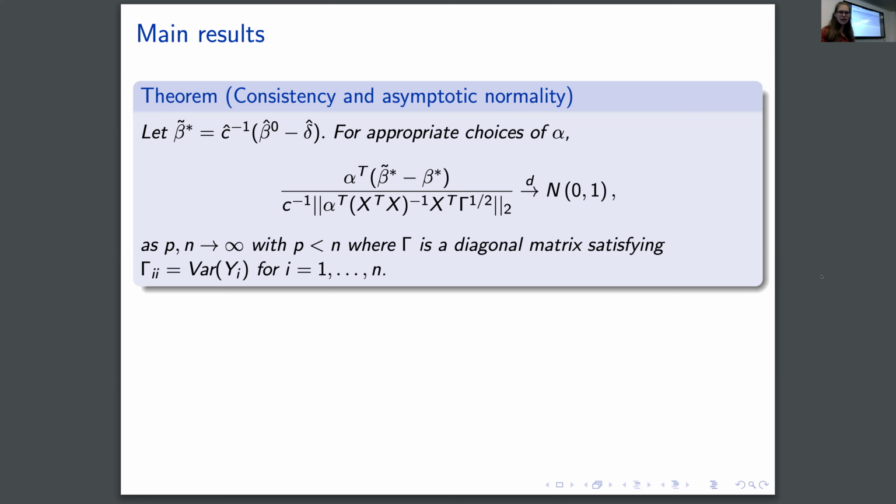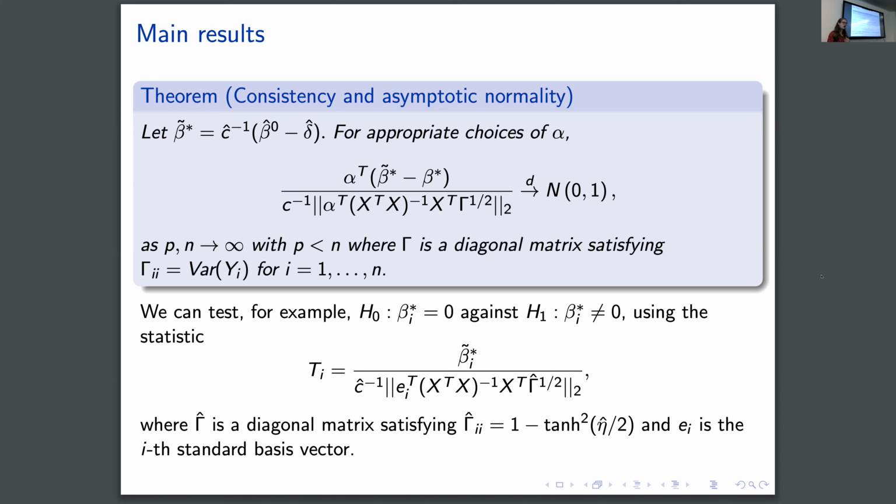We can go a little further, and given that we've got our asymptotic distribution, we can test whether individual entries of our vector are equal to 0 or not. To do this, we use these statistics T_i, where we take our estimator and estimate its standard deviation. To estimate the standard deviation, you take the expression for the true standard deviation and replace any mention of eta by eta hat. Exactly the same way as before, we can estimate C by plugging in eta hat, and the matrix gamma depends on the variances of the response, so it only depends on eta. You just plug in eta hat again.